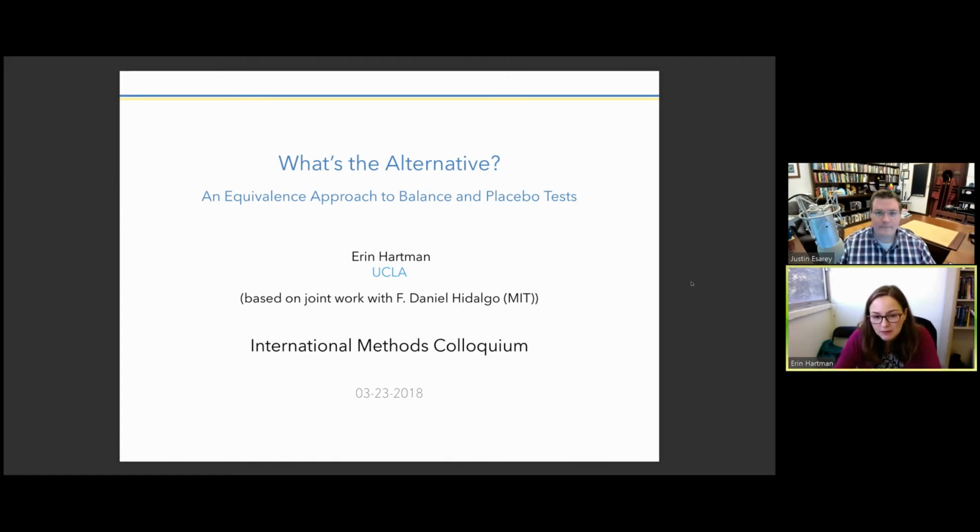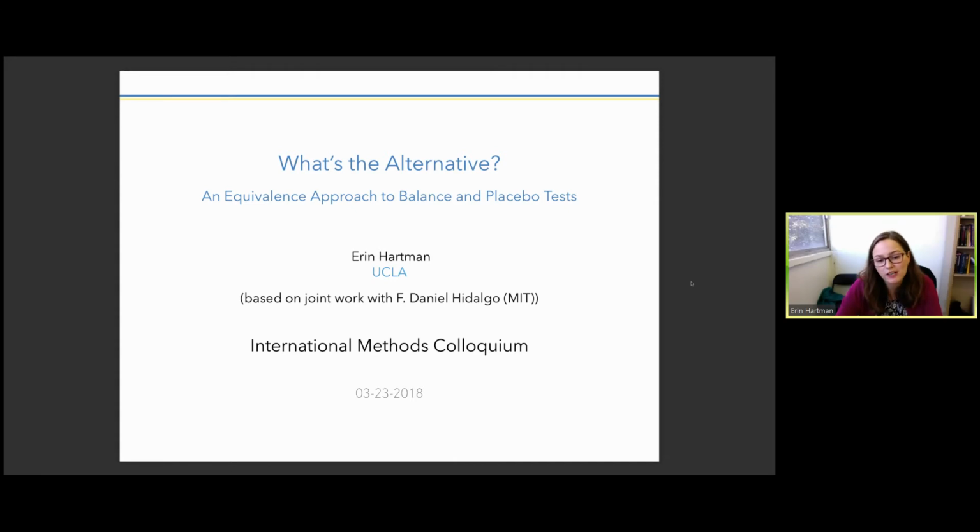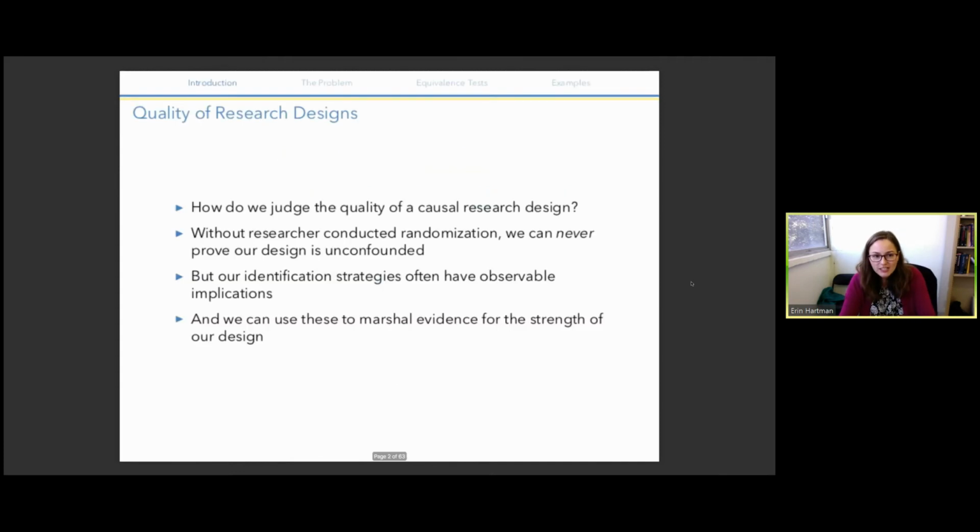I'm really happy to be here. I'm going to talk today, what's the alternative? We'll start with a little stats joke. I'm going to talk about equivalence testing as an approach to balance and placebo tests. And as Justin mentioned, this is joint work with Danny Hidalgo over at MIT. So without further ado, we'll get started.